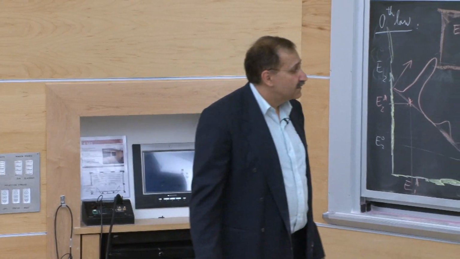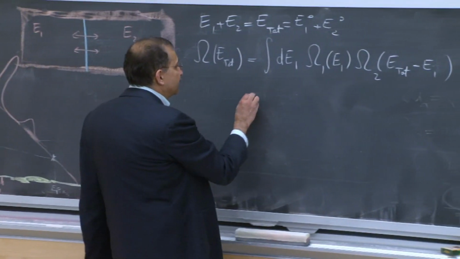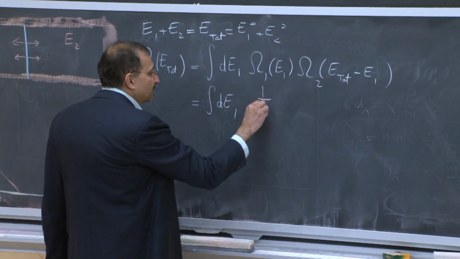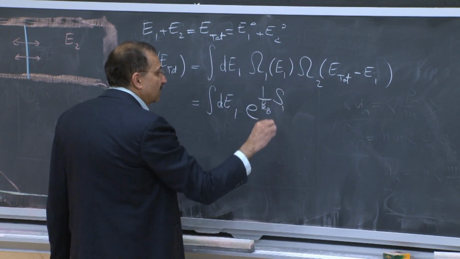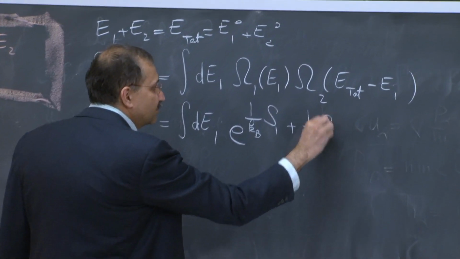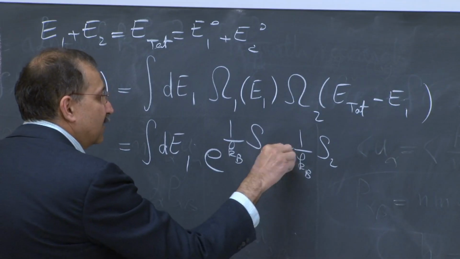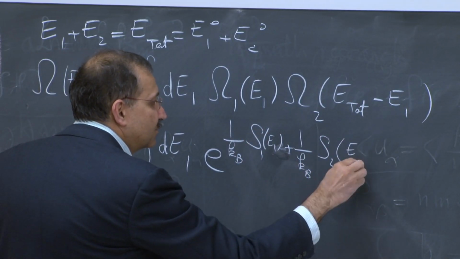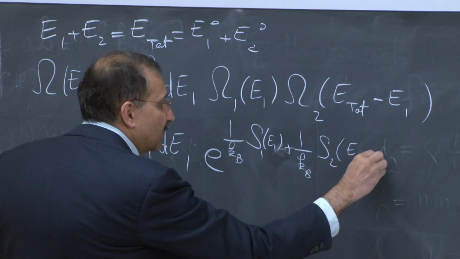But having done that definition, I can rewrite this quantity as the integral over E1 of e to the 1 over Kb S1 plus 1 over Kb S2. This one is evaluated at E1. This one is evaluated at E2, which is E total minus E1.